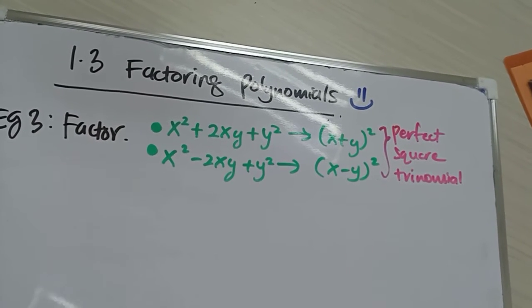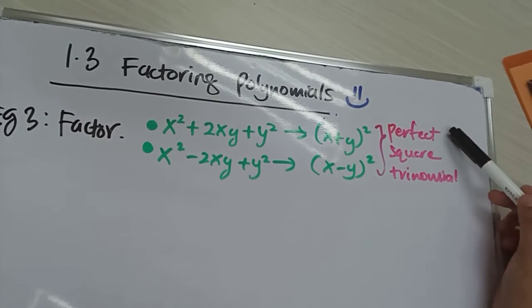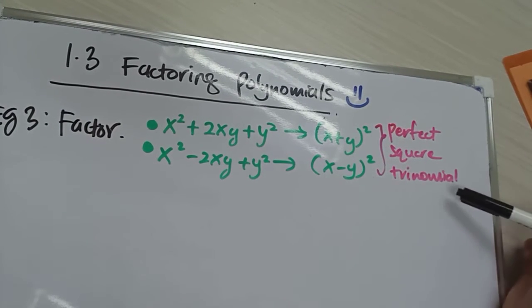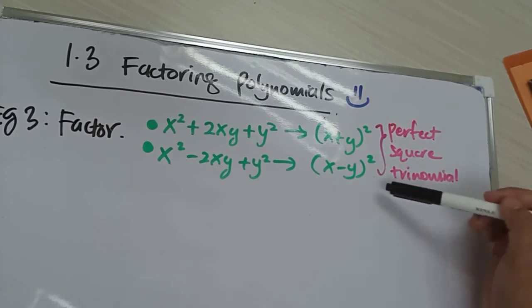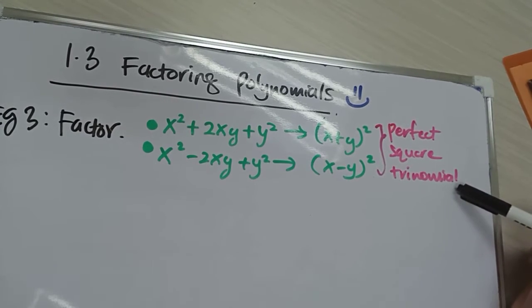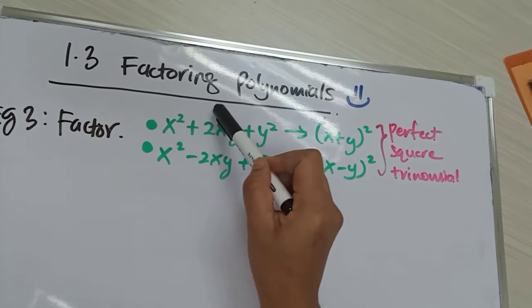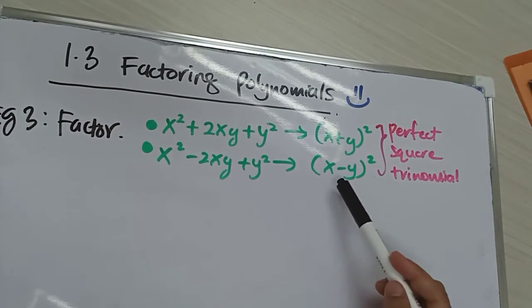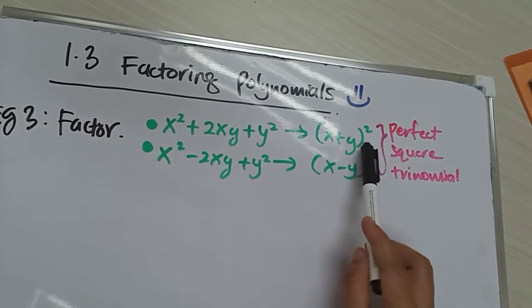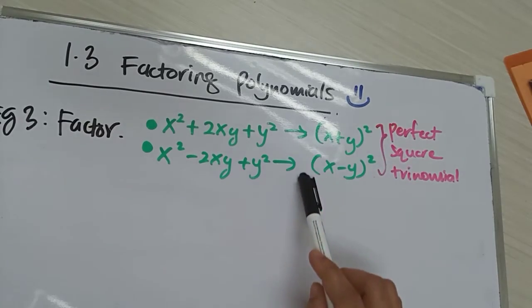Okay, this is the third example where I apply the formula of perfect square trinomial. Why do we call it trinomial? Because we have three terms: 1, 2, 3, three terms. Okay, so this is the formula. This is how the answer will look.